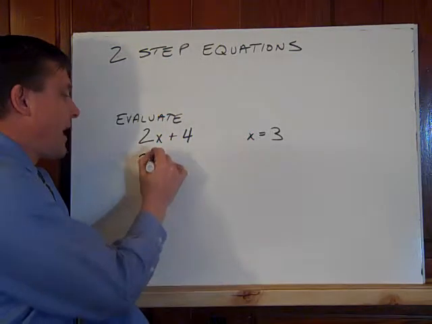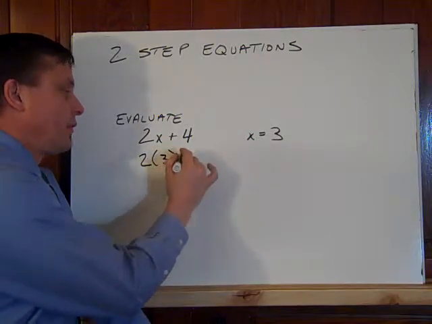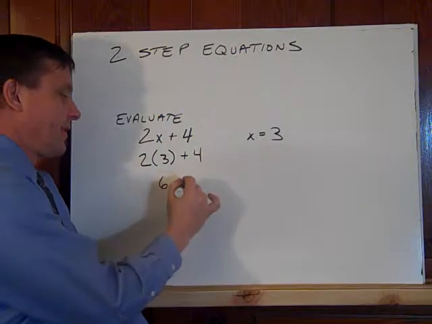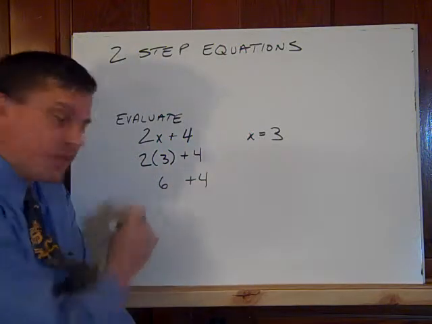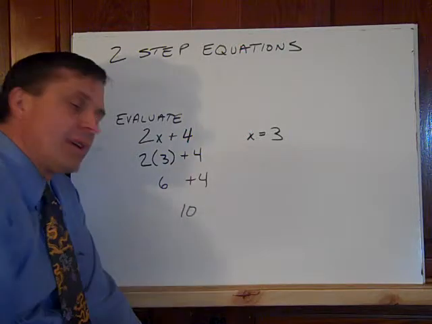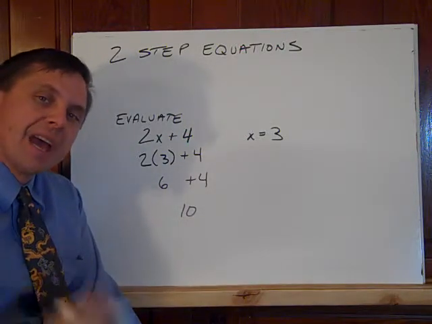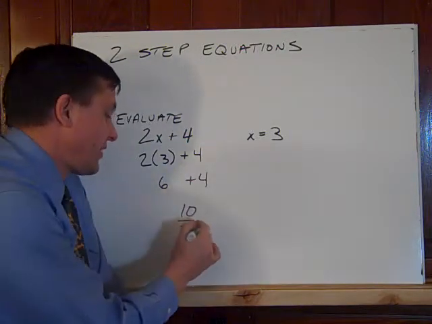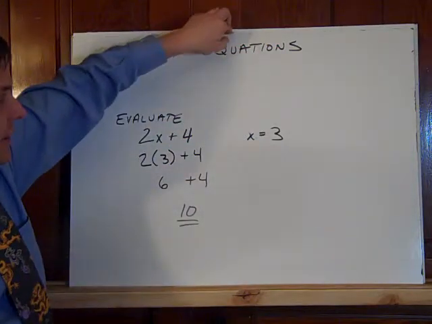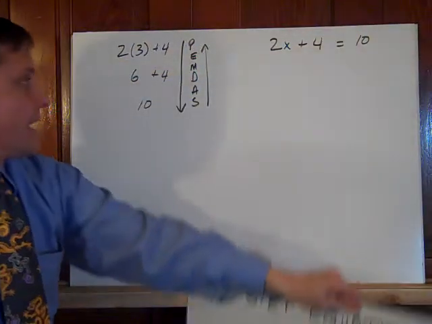Again, we would realize that we have to replace x, substitute in the 3, parentheses. 2 times 3 is 6, because we have to do order of operations, multiply before we add. 6 plus 4 is 10. And when we're using numbers, we have to use our order of operations. And this is 10.